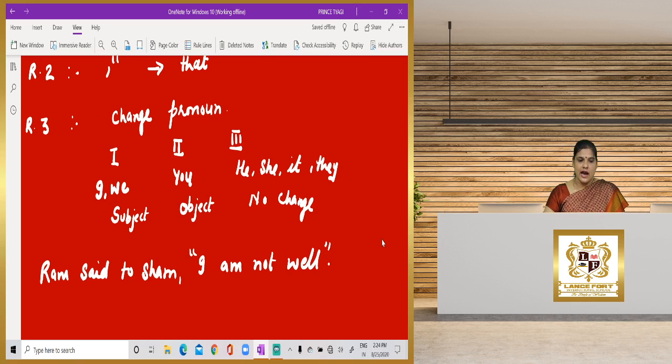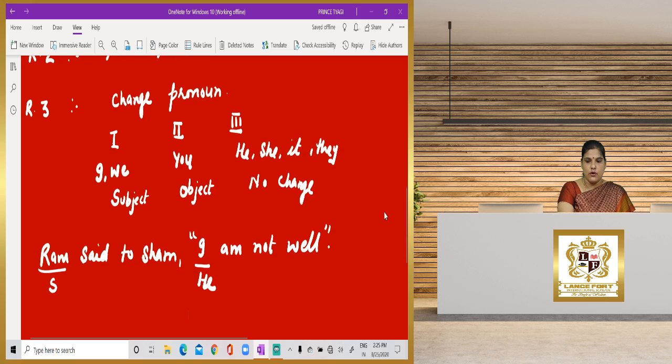Okay, so Ram is a subject and I is a first person, and I have written subject. So according to the subject and according to the speaker, your I will change. So what will it become? It will become he, because Ram is a boy. So I will change according to the subject. Okay. Now next is rule number 4.